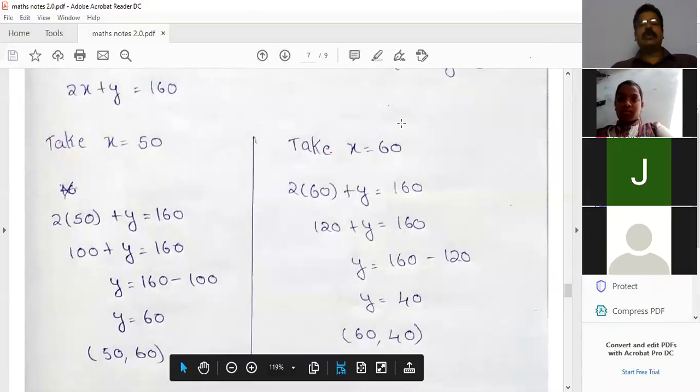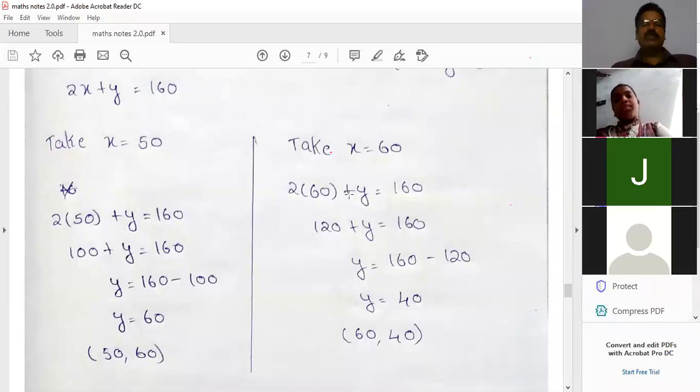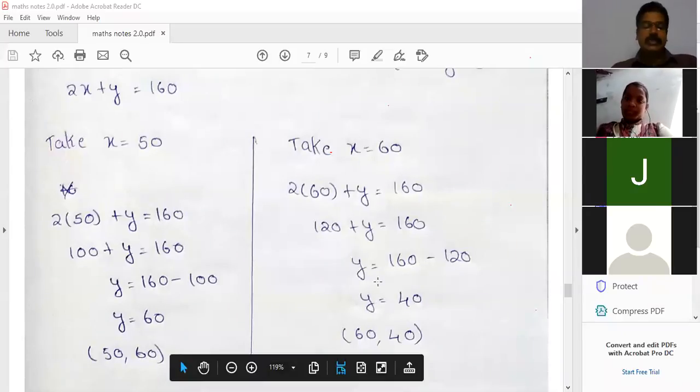Then for my second solution I take x equal to 60. Then 2x, 2 of 60 plus y equal to 160. Then 120 plus y equal to 160. y equal to 160 minus 120. y equal to 40. Then my second solution is 60 comma 40.